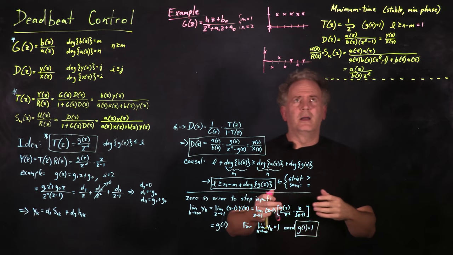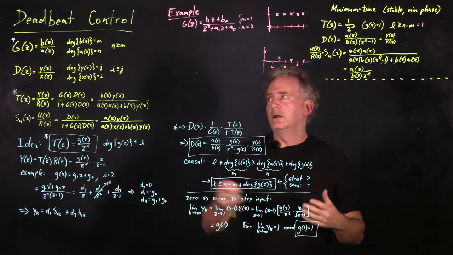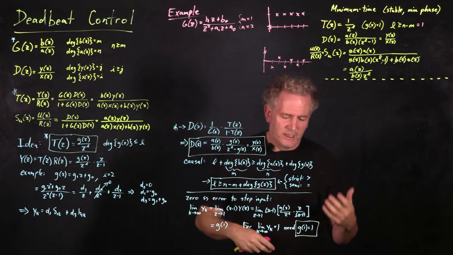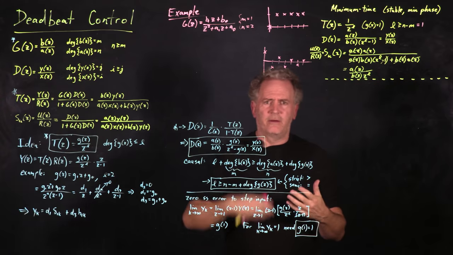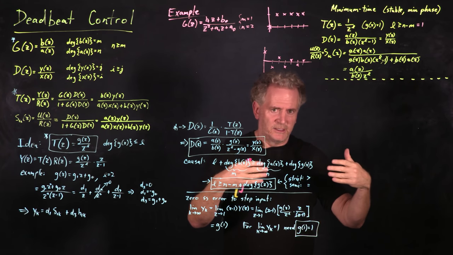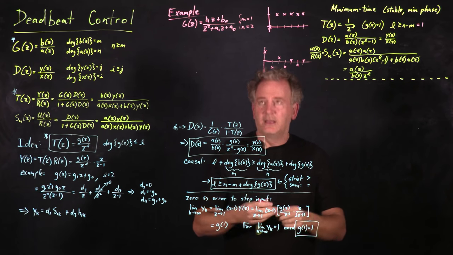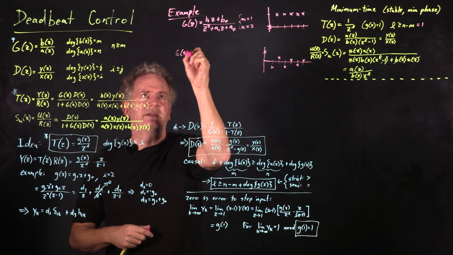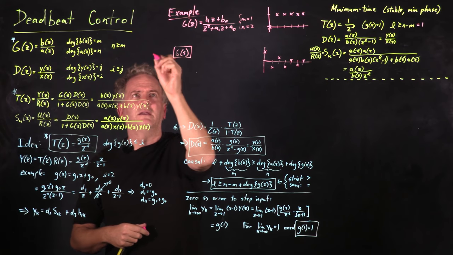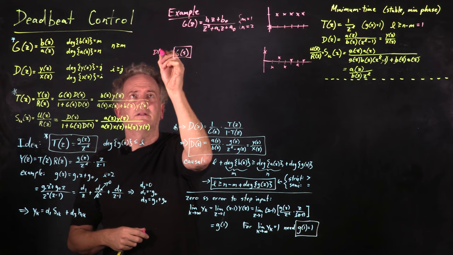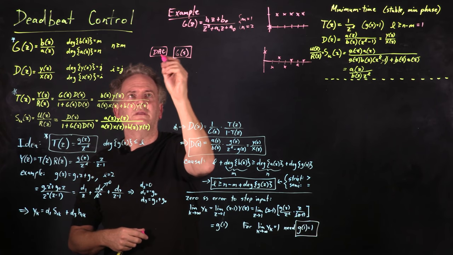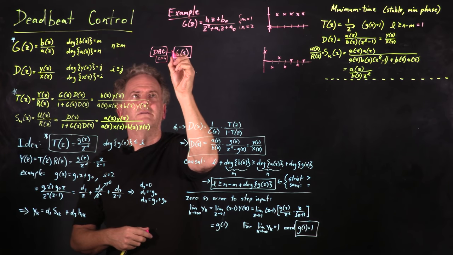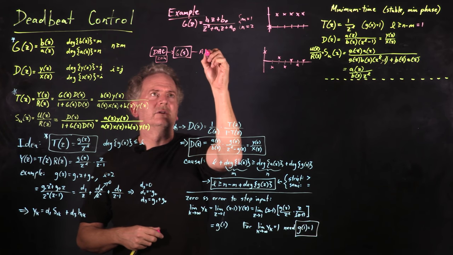And remember, in continuous time, if we are considering our plant as coming from a continuous time system, we have a digital to analog converter and an analog to digital converter in front and in back. So if our plant G of Z comes from a G of S, we have a digital to analog converter with a zero order hold in front of it, and an analog to digital converter in back of it.